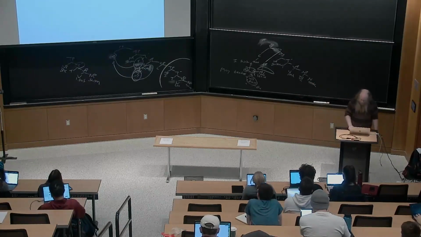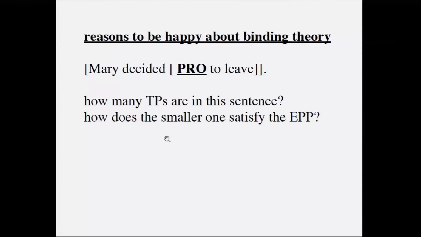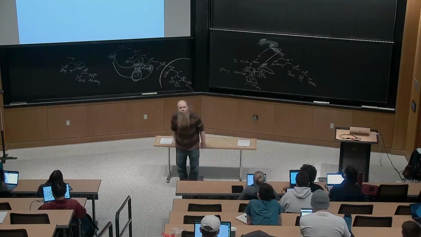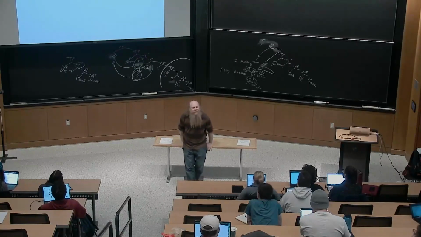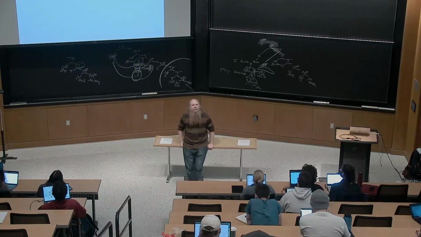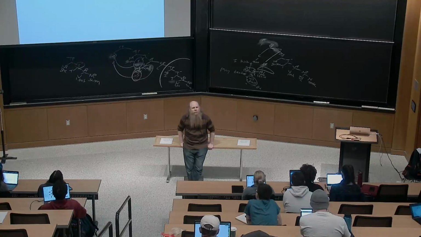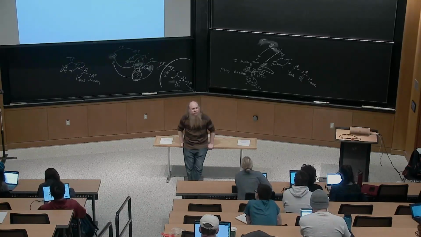Now, there's a classic answer to this question, which says English is a language with many pronouns, and one of them is invisible. And the invisible one is the subject of "leave." It's the thing that's satisfying the EPP here. So it isn't that TP doesn't have a specifier in "to leave." That TP does have a specifier. It's just an invisible specifier.